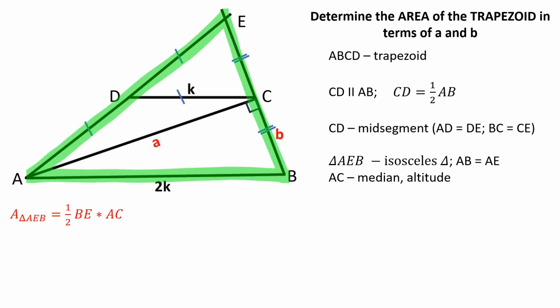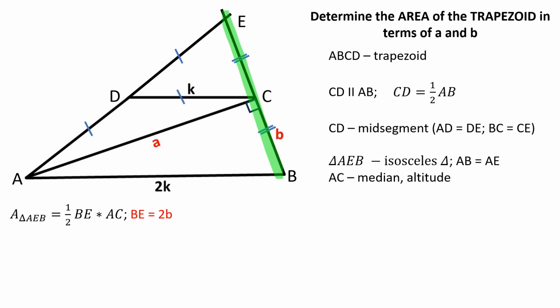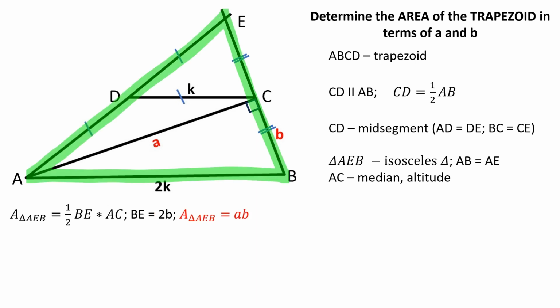The area of a triangle is equal to half of the product of its base and altitude. The area of the triangle AEB is equal to half the product of BE and AC, and since BE is equal to 2B, the area of the triangle AEB is equal to the product of A and B.